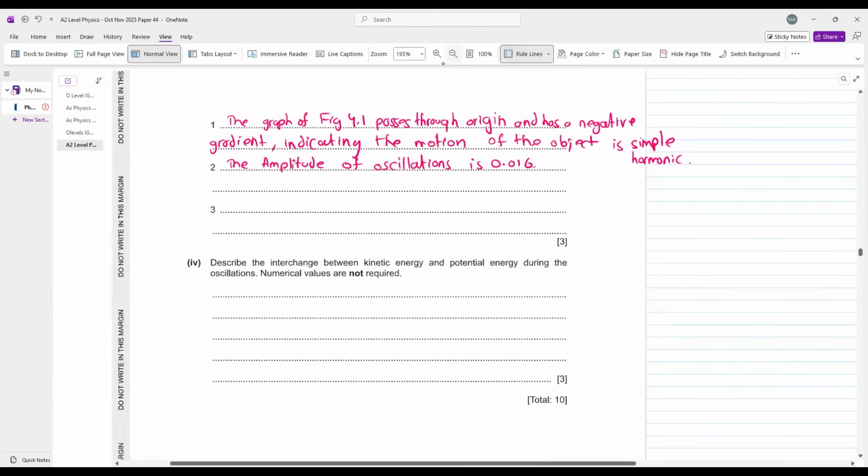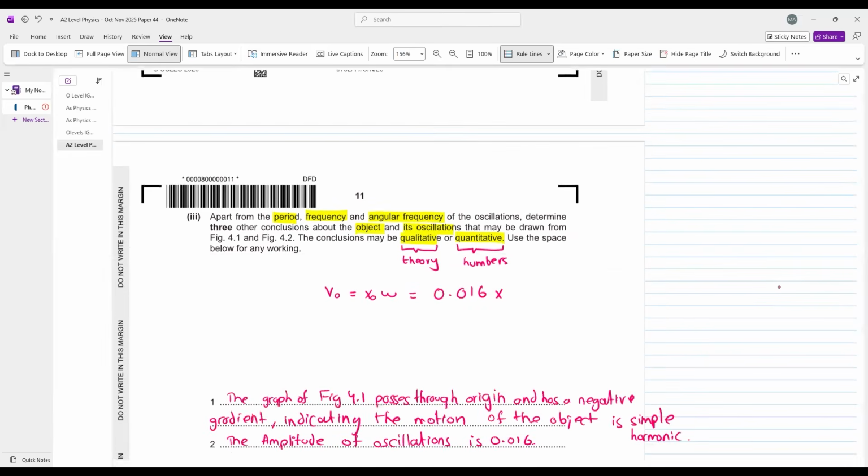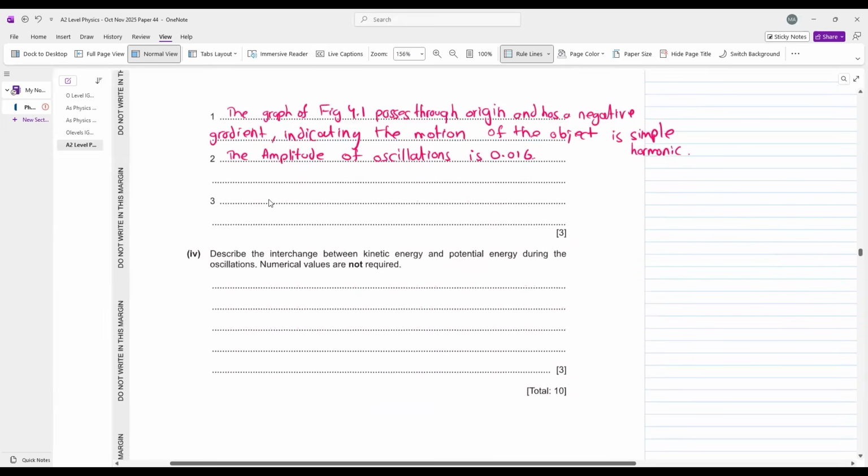If you realize, you can work on something here. Do you remember this formula? Maximum speed is equal to amplitude into angular velocity. You have the amplitude 0.016 multiplied by the angular velocity, that is 7.85. Can you calculate the maximum speed? The maximum speed comes out to be 0.126. This is your maximum speed. You can say the maximum speed of the object is 0.126, correct to three significant figures.